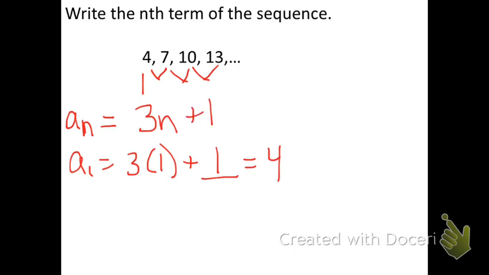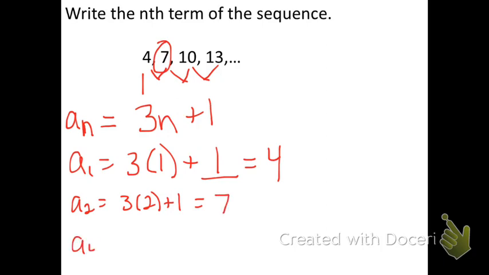Would that work for all of them? That worked for the first term, so 3 times 1 plus 1 is 4. Let's make sure it works for the rest of them. So how about the second term? For the second term, now we know we need it to be 7. So let's plug in 2 for n and see if we get 7. So we have 3 times 2 plus 1, which is 6 plus 1, which is 7.